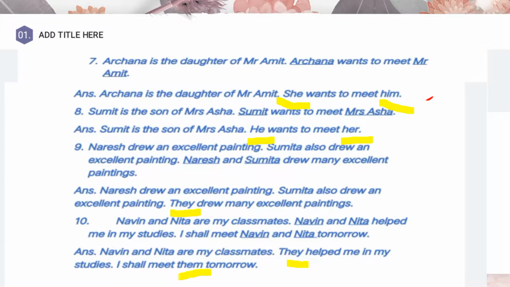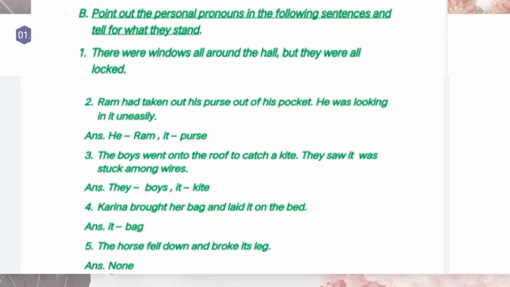Now come to next exercise. I hope you have done the answers. Now look at exercise B. Exercise B is point out the personal pronouns in the following sentences and tell for what they stand. Okay. Here what you have to do in these sentences? Yes. First we have to point out the personal pronouns and then after that we have to tell for what they stand.